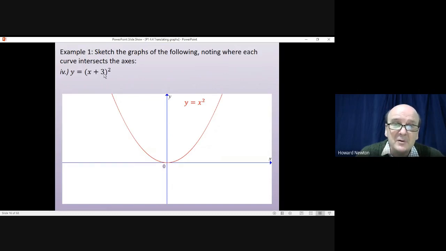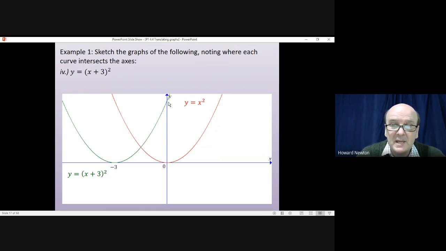So when you add on 3 to the x values, what actually happens is that the function moves left by 3 units. So it'll move back here, and the touching point on the x-axis will move back from 0, 3 units, to minus 3.